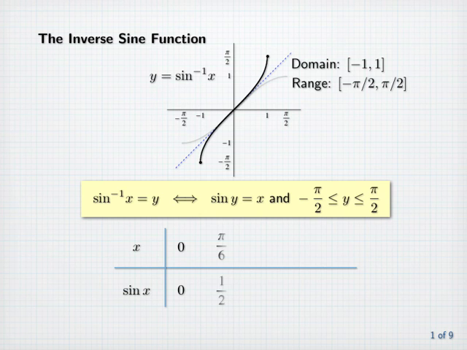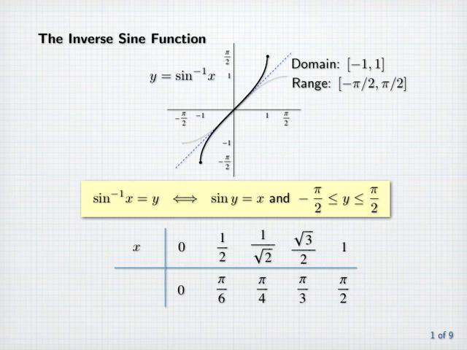Now let's recall the standard exact values of the sine function for first quadrant angles. The sine of 0 is 0, the sine of pi over 6 is 1/2, and so on. If we reverse these pairs, we have a table of values of inverse sine. Inverse sine of 0 is 0. Inverse sine of 1/2 is pi over 6. Inverse sine of root 2 over 2, or 1 over root 2, equals pi over 4. Inverse sine of root 3 over 2 is pi over 3. Inverse sine of 1 is pi over 2.